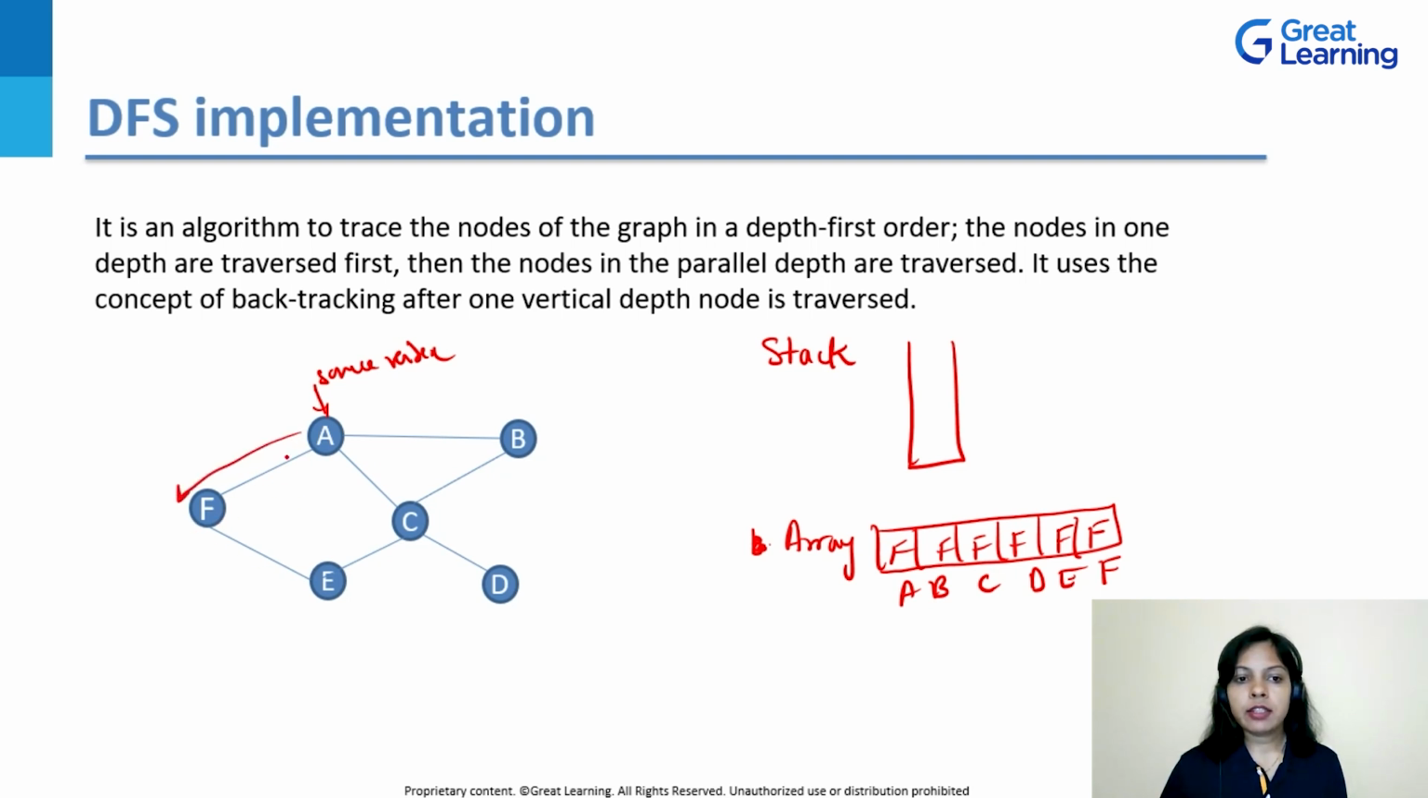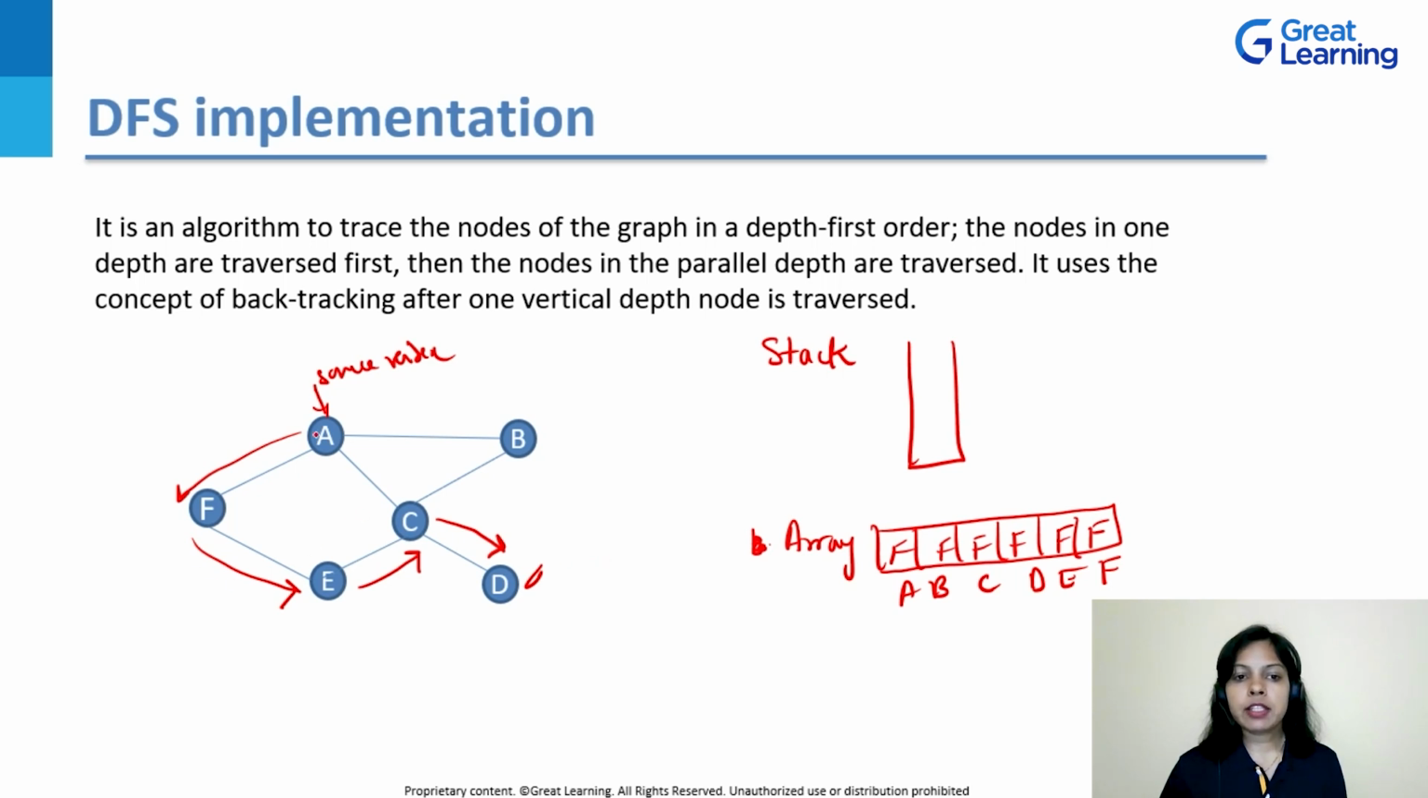E is connected, A is connected. A already visited, so we'll not go back. We'll go to E now. So E is connected to C and A, B and D. So we'll go to C. Now C is connected to B and D both. So suppose I go to D now. So that's it. It ends here. Now D is no more connected further anywhere.